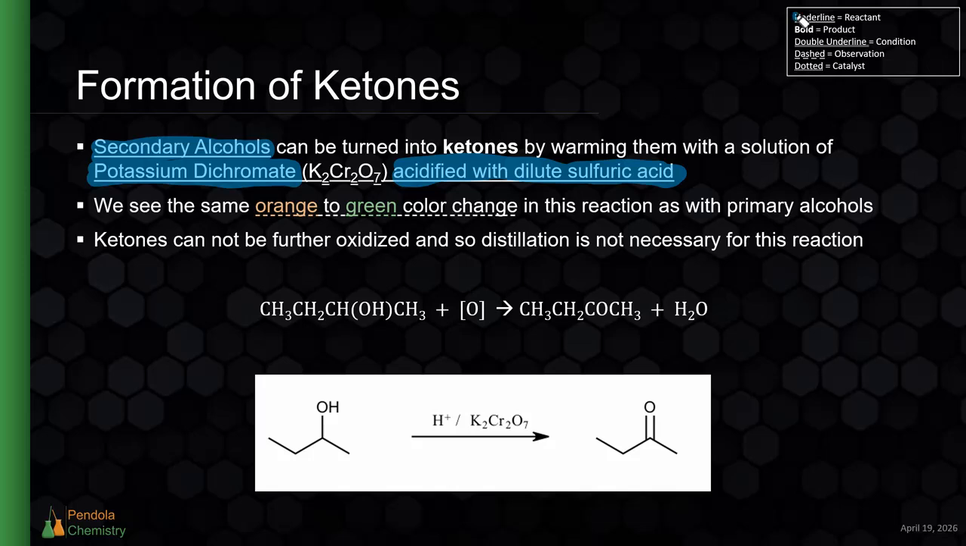So we'll still get the acidified dilute sulfuric acid with the potassium dichromate reacted with now a secondary alcohol. Because the alcohol is secondary, because that oxygen is attached to a carbon that is attached to two other carbons, we'll get the carbonyl group being created with two carbon chains on it. And that means a ketone instead of an aldehyde.